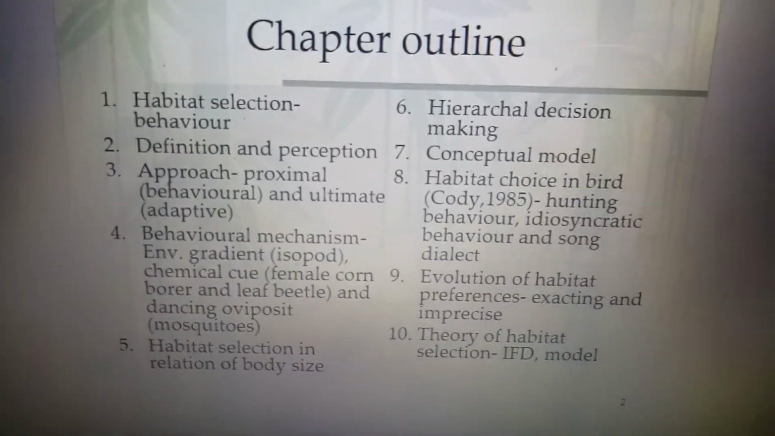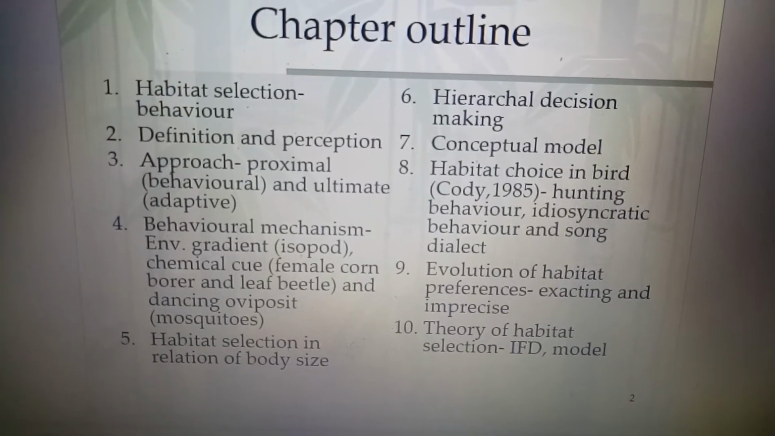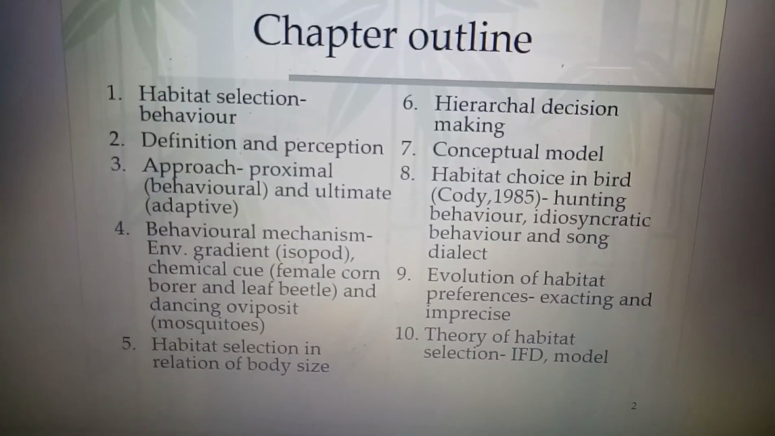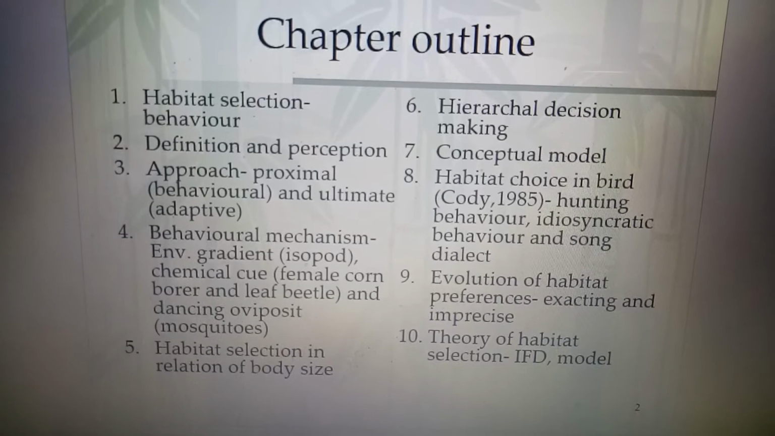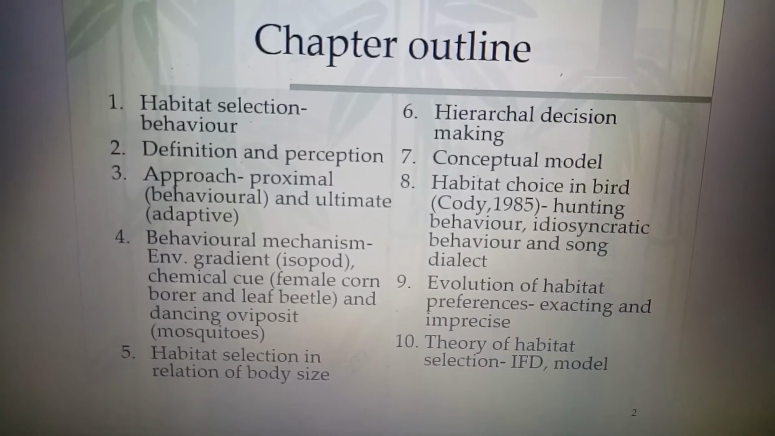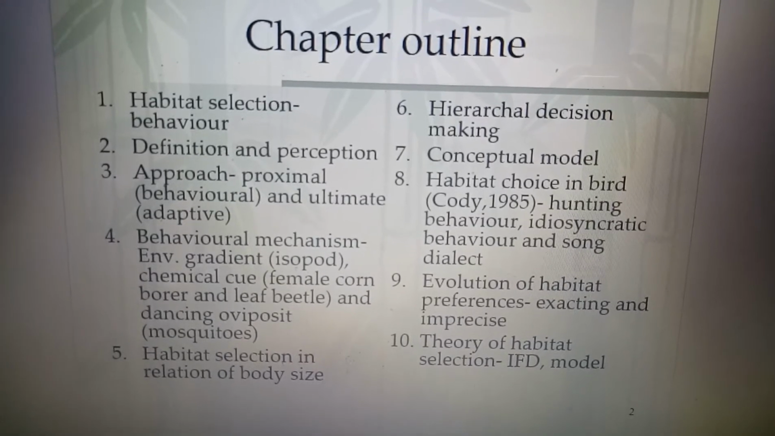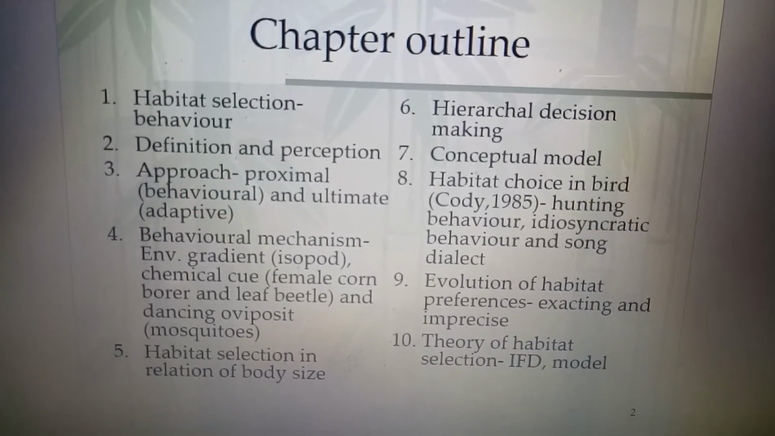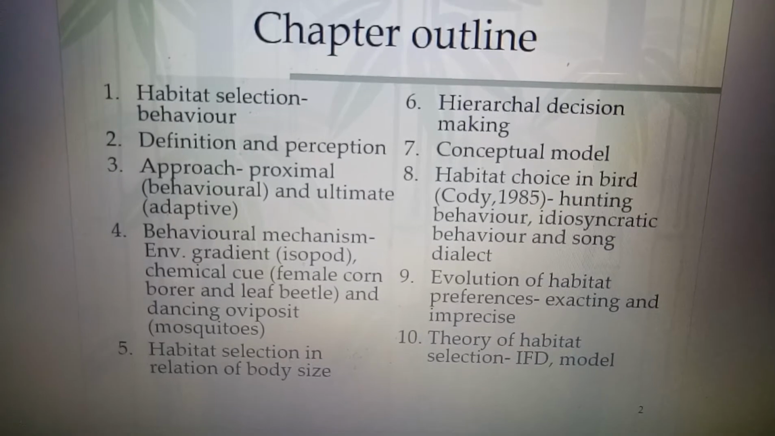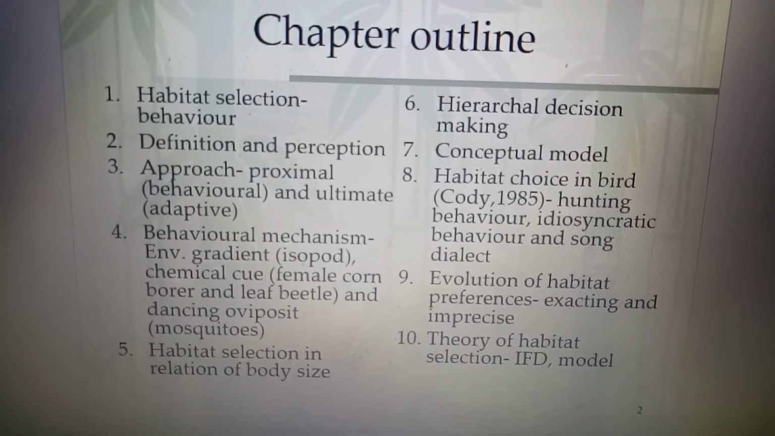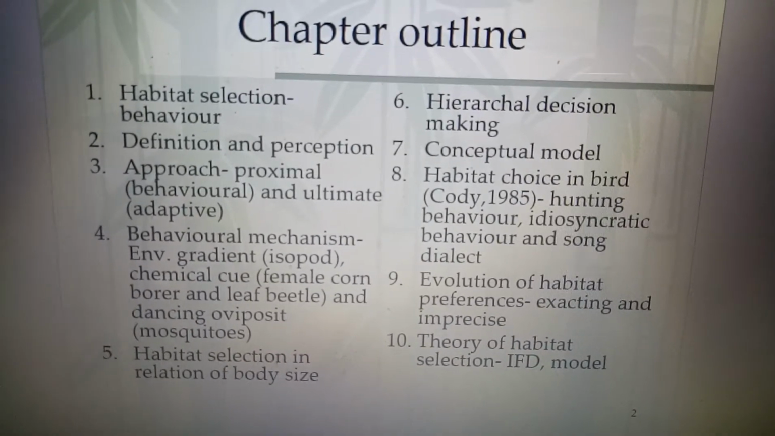So this is the chapter outline. You can take a look through your notes. Actually they are the same. Okay, 10 chapter outline here. Number 1, habitat selection behavior. Number 2, definition and perception. Next, approach, proximal and ultimate approach. Number 4, behavioral mechanisms. For example, there are a few examples here, animals related to.